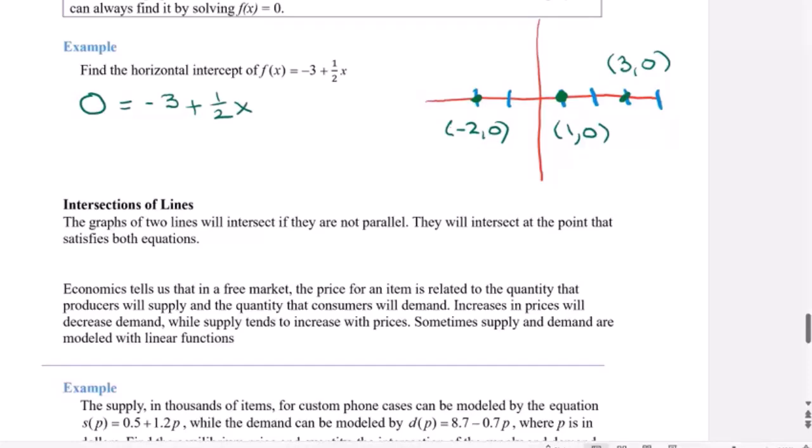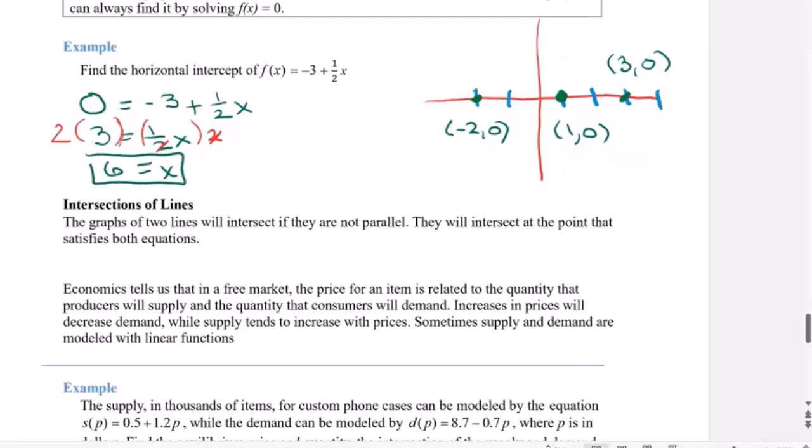Add 3 to both sides. I get 3 equals 1/2 x. Now I'm going to multiply both sides by 2. That's going to cancel this 2 with this 2. And I get x equals 6.